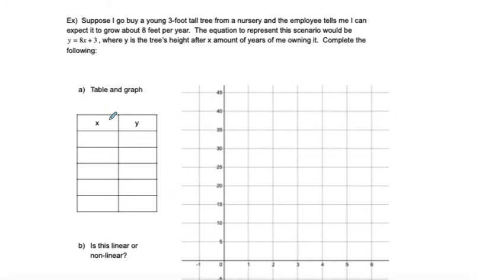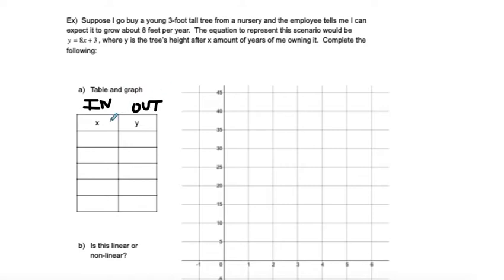So complete the table and graph. Now, very typically, anytime you're completing a table, you are plugging in values for x, and those are what we call the inputs. And what you get out, those are the outputs. So there's kind of like your start to target. So inputs are the x, things that go into your function. Outputs are y, the things that come out of your function.